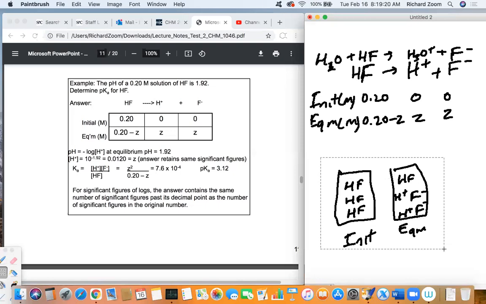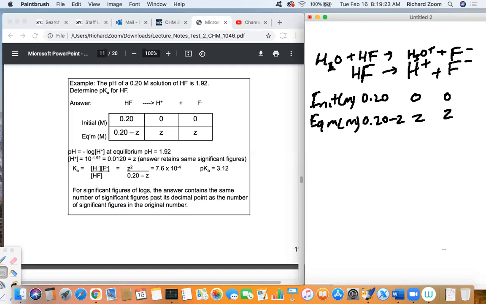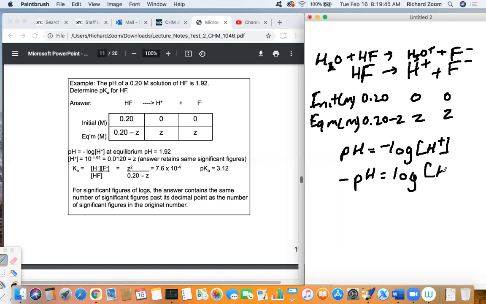So we actually do have some information here that allows us to calculate the Z value. And that value is the pH, which happens to be the pH at equilibrium. You need to assume that though. So pH is equal to the negative log of H plus. Now, if I rearrange this, you can see negative pH will equal log of H plus. And then if I want to isolate the H plus, it will be 10 to the negative pH. Does anybody have any questions?